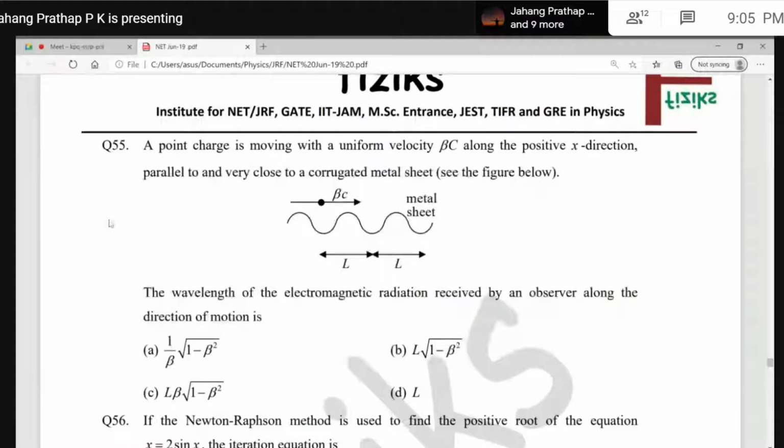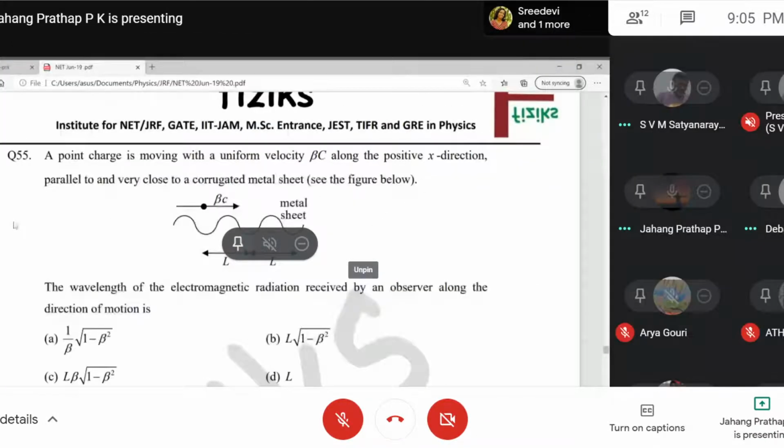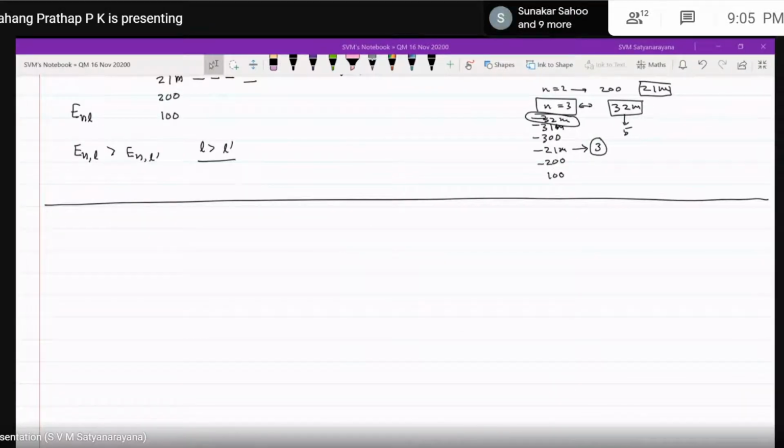Sir, can you please explain that again? What I'm saying is, if a charged particle is just moving with a uniform velocity, then it doesn't emit any radiation. So if you want radiation, then it should undergo oscillations. I mean, acceleration should be there. Absolutely.